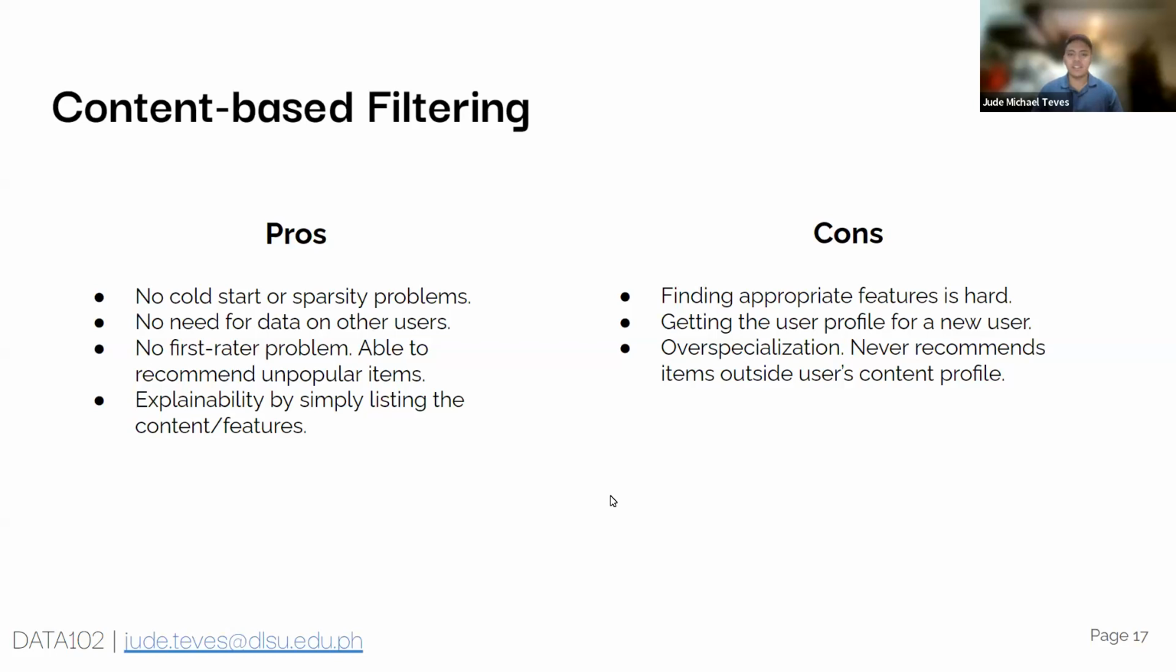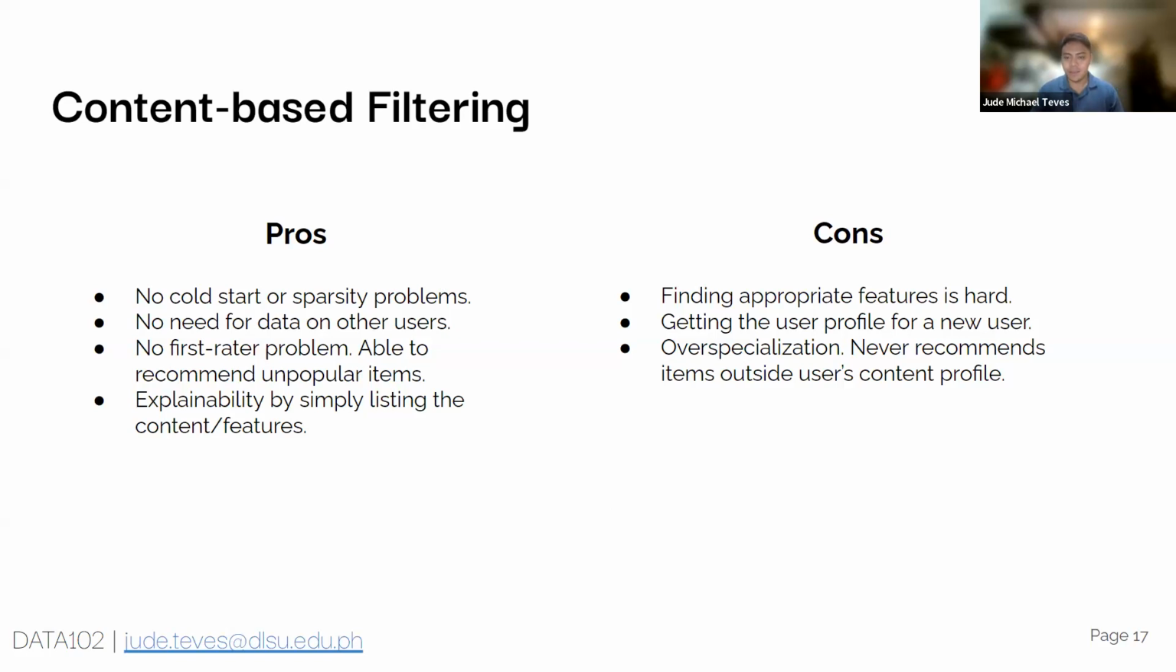So what are the pros and cons of content-based filtering? First, for the pros, there's no cold start or sparsity problems. Next is no need for data on other users. And then no first rater problem. We're able to recommend unpopular items. And this is very explainable, by simply listing the content and features.